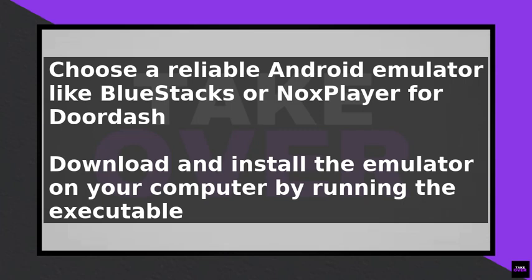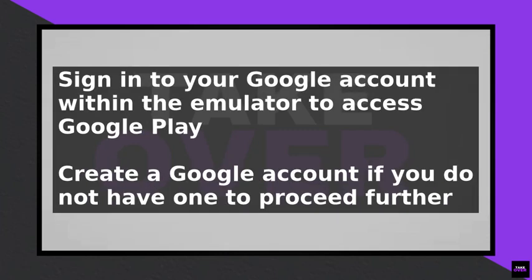After the emulator is installed, launch it and set it up by following the initial setup wizard. Next, you will need to sign in to your Google account within the emulator to access the Google Play Store. If you do not have a Google account, create one and then sign in. With the emulator set up and your Google account signed in, open the Google Play Store and search for Doordash.